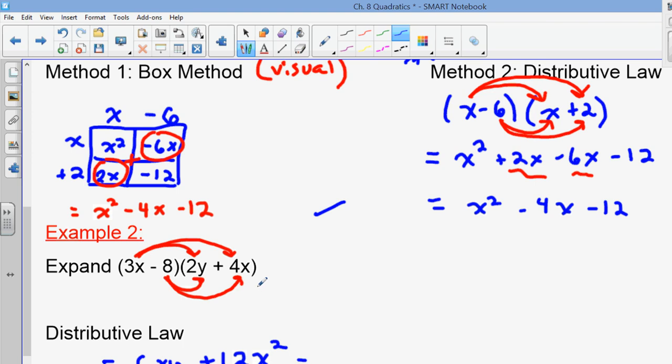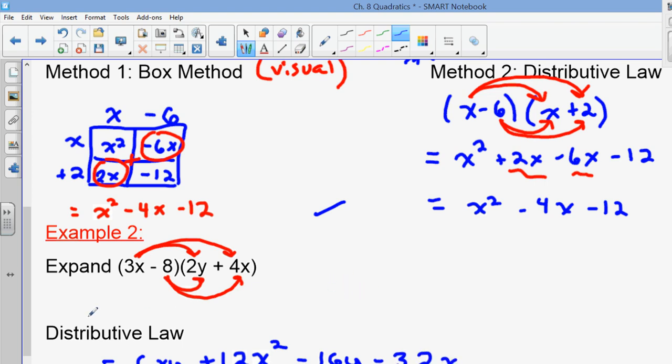Oh, my goodness. We're on the next one. Negative 8 by 2y. Negative 16y. Oh, negative 8 by 4. Negative 32x. Awesome. Don't forget the x.